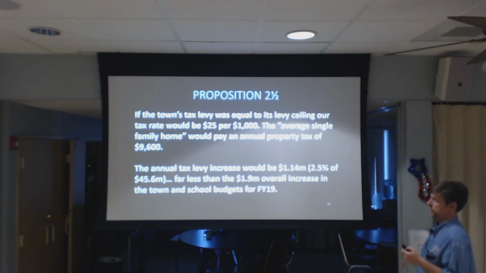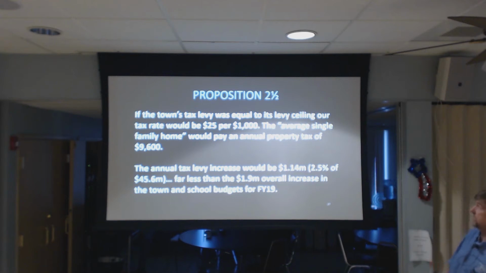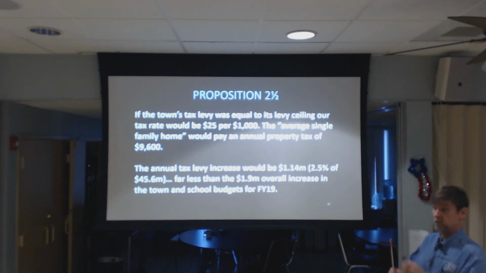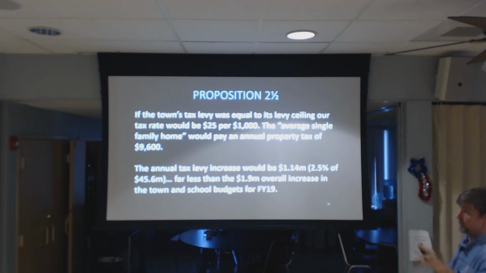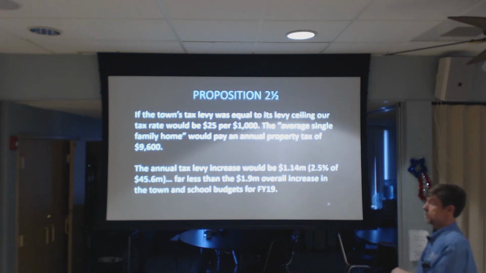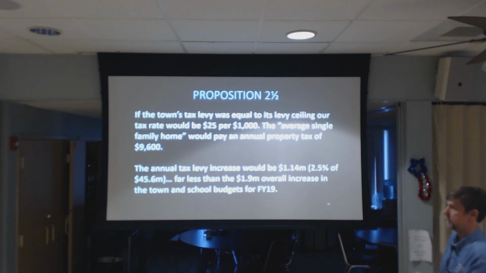So, if the town's tax levy was equal to its levy ceiling, because we have one tax rate in Rehoboth, we don't have a split tax rate, the residential tax rate would be $25 per thousand, which means that the average single-family home that we talked about, according to the Department of Local Services, the property tax on that house would be $9,600. That's a little more than double what it is today.